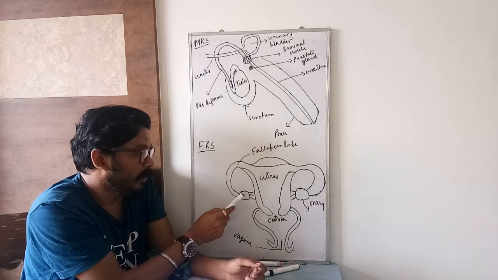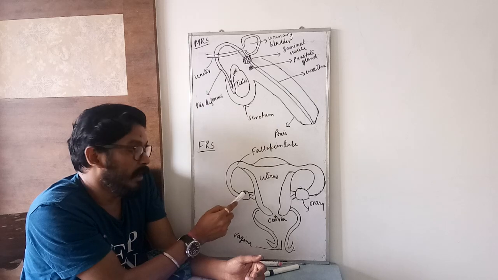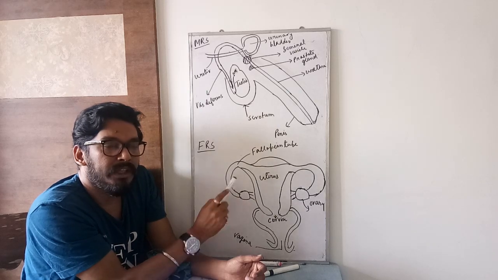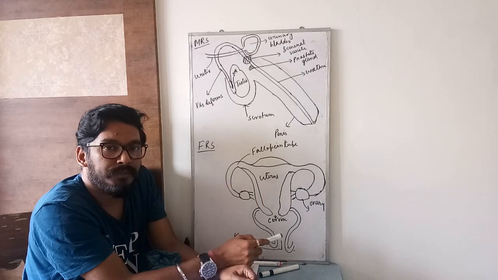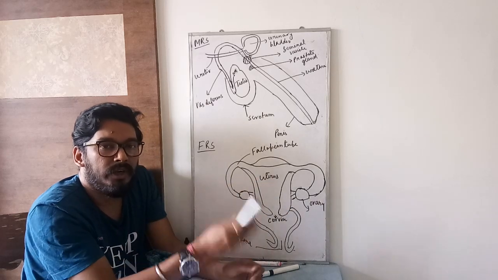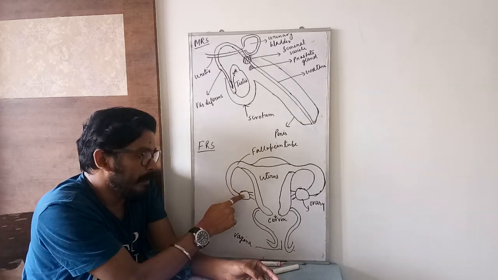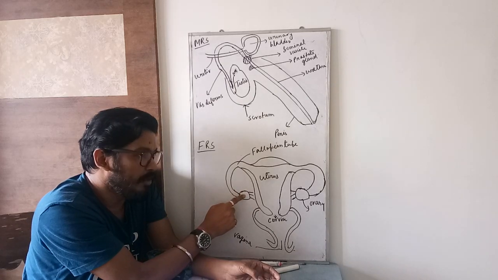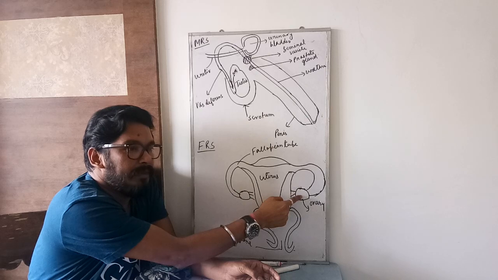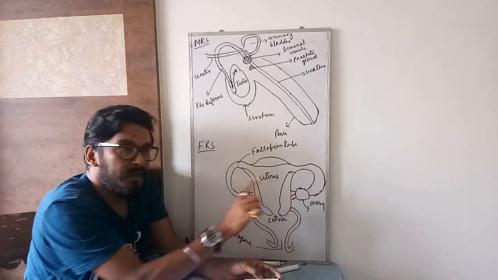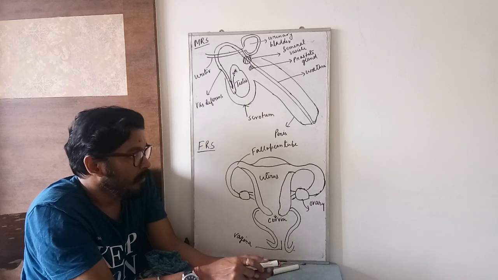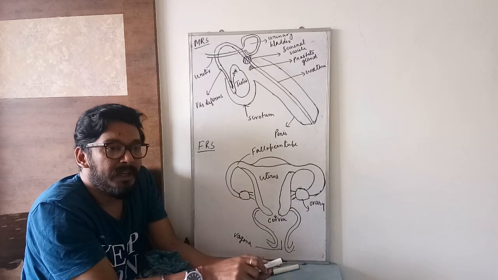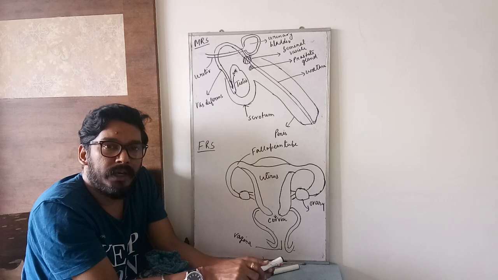Suppose in a month, in this ovary, an egg got matured. In the next month, the egg will mature in this ovary, so it will take place alternatively. If in one month the egg got matured in this ovary, in the second month the egg will get matured in the other ovary. One egg will get matured every month. Now if that matured egg receives the sperm, then fertilization will take place.